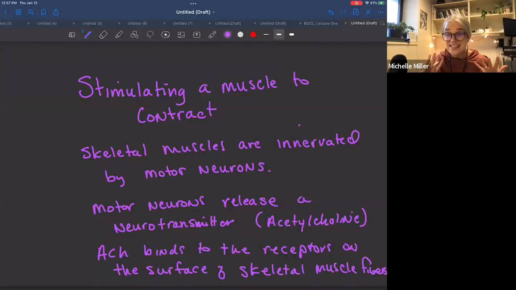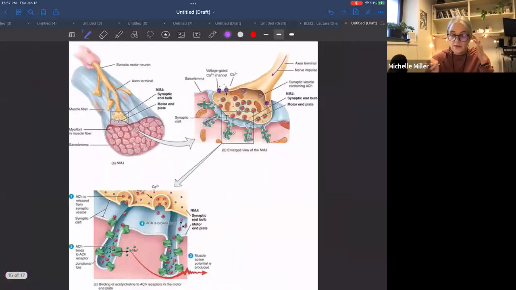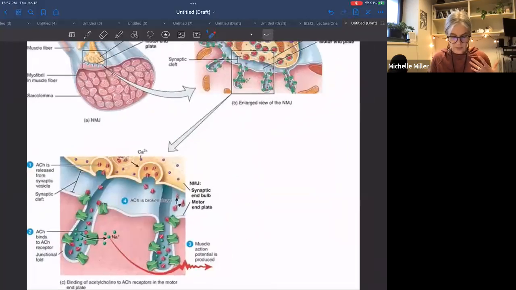Okay, so let's look at this in a diagram. This right here is my motor neuron. We're going to talk about the structures of neurons. This is its axon, and this is its end plate. It is producing neurotransmitters, and when it sends an impulse, a signal, it is going to stimulate the release of this acetylcholine. So here's the acetylcholine being released into the space between the motor neuron and the muscle fiber.